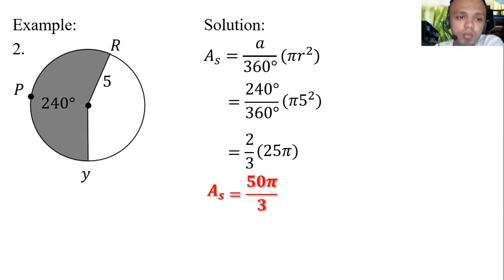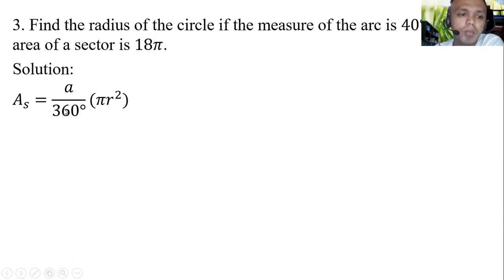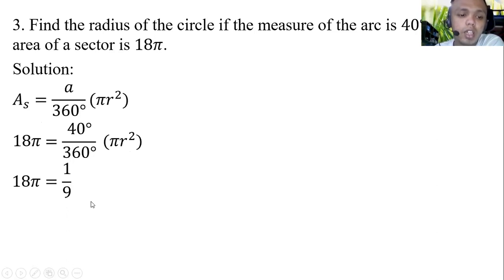Next, find the radius of the circle if the measure of the arc is 40 degrees and the area of a sector is 18 pi. So we will find the radius, given the area and the measure of the arc. Now substitute: the area of the sector is 18 pi, A is 40 degrees, and R is unknown.